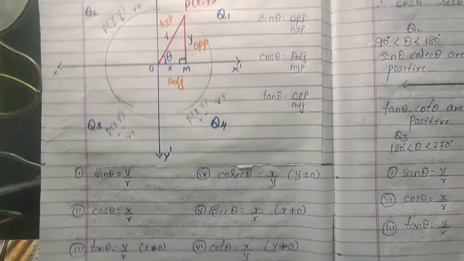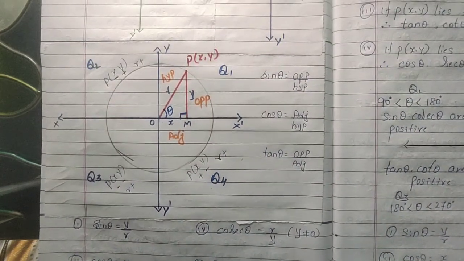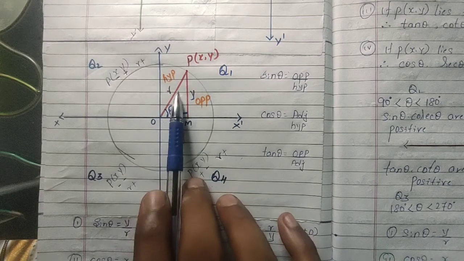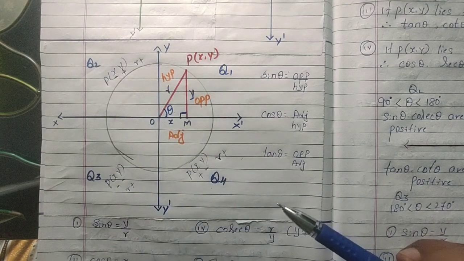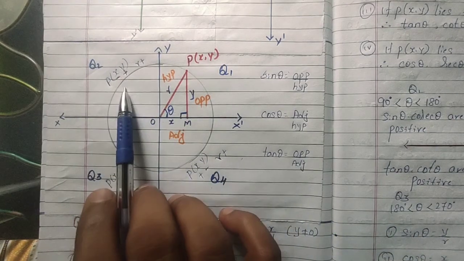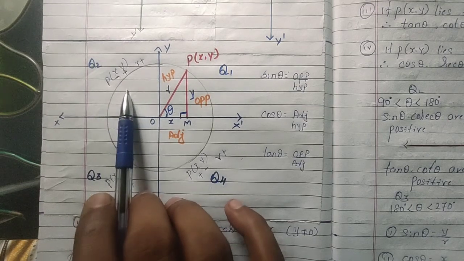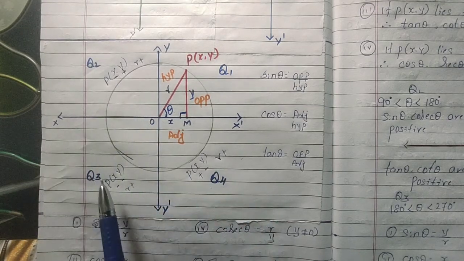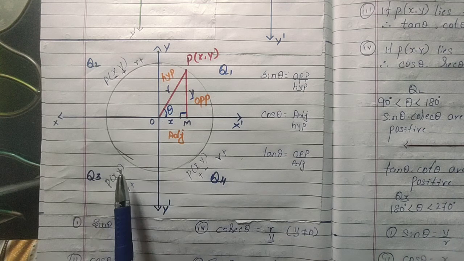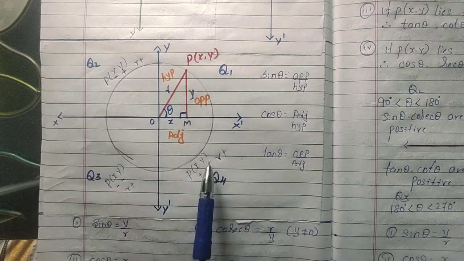So what we understood in this diagram? In the first quadrant, all 6 trigonometric ratios are positive. In the second quadrant, only sin theta and cosecant theta are positive. In the third quadrant, tan theta and cot theta are positive. In the fourth quadrant, cos theta and secant theta are positive.